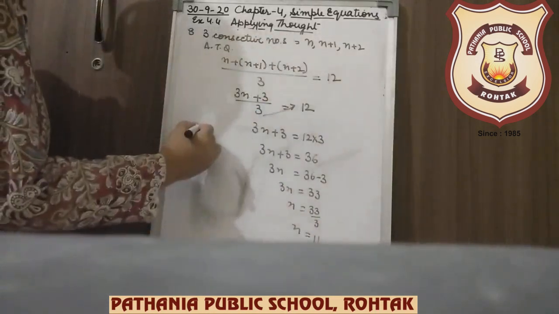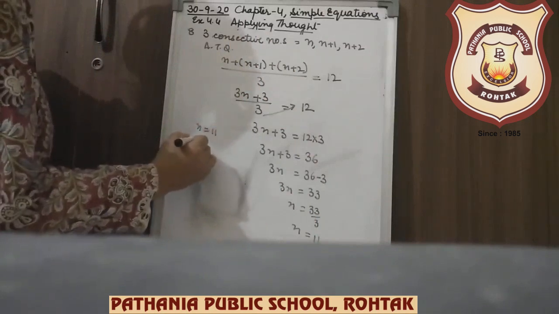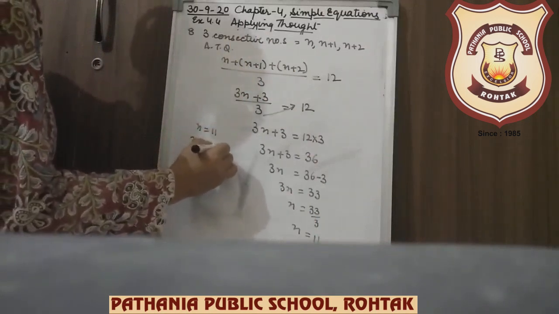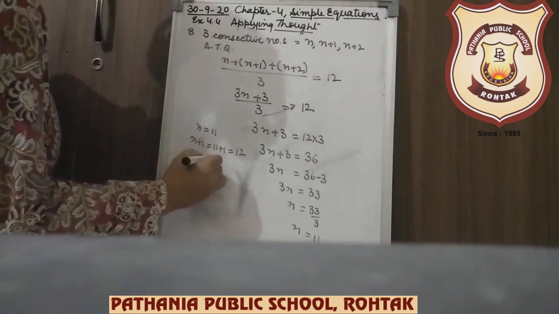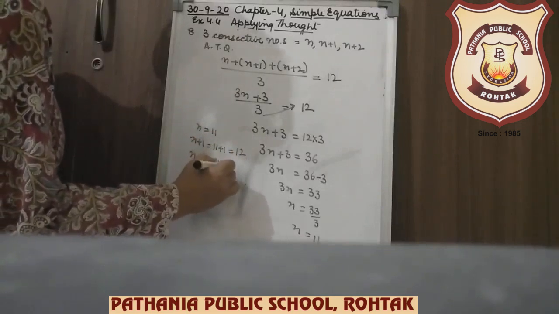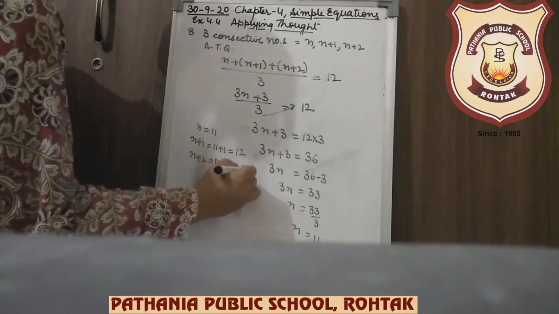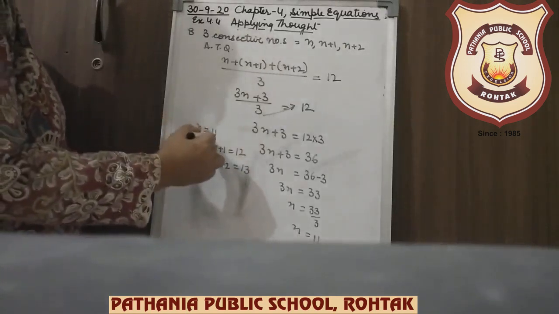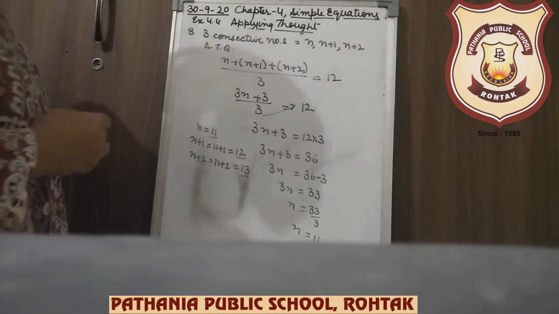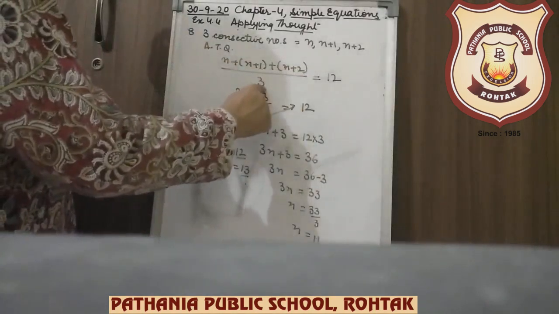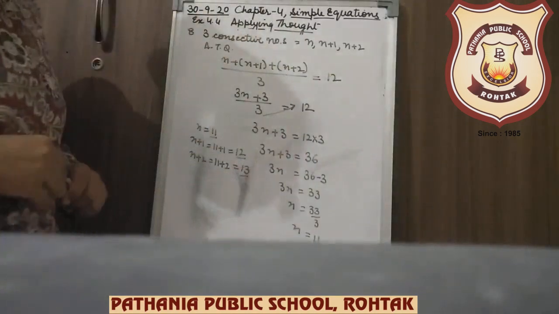So n is 11. n plus 1 is equal to 11 plus 1, that is 12. n plus 2 is equal to 11 plus 2, that is 13. So your three consecutive numbers are 11, 12 and 13. When you add them, divide by 3, your answer will come 12.